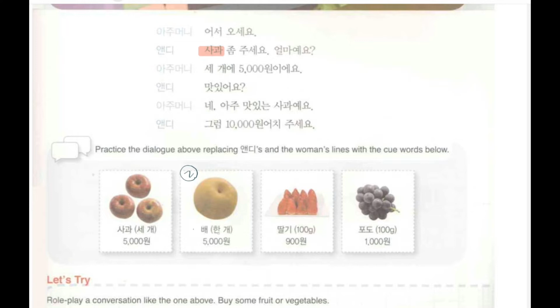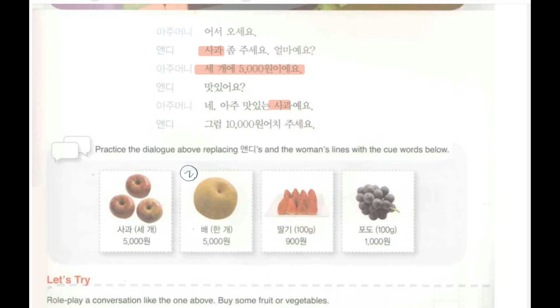5,000원이에요. But for how many? 한 개. So we can say 한 개에 5,000원이에요. And then last place to change here. 네, 아주 맛있는 instead of 사과, we have to say 배. Done? Ready? 갈까요? 제가 아주머니 할게요. 여러분이 앤디 하세요. 자, 시작.